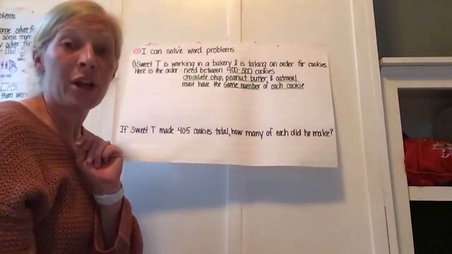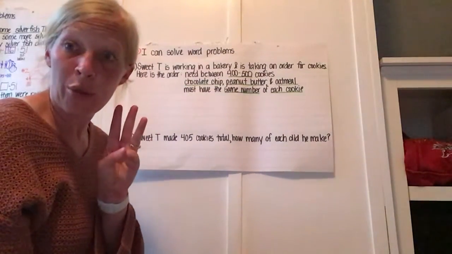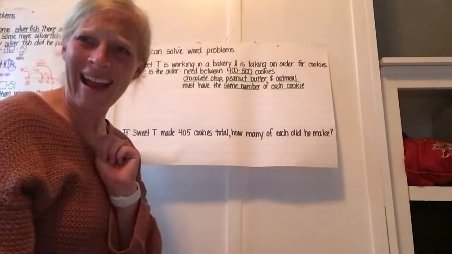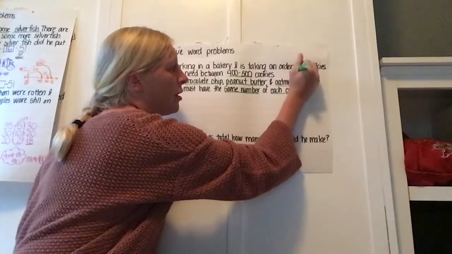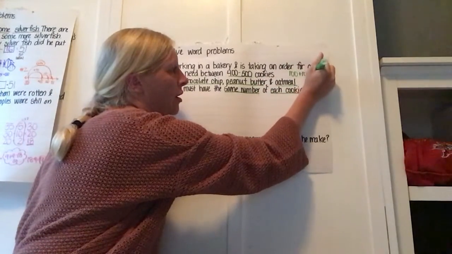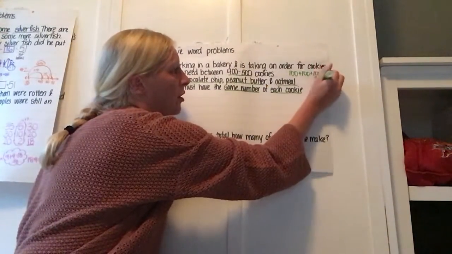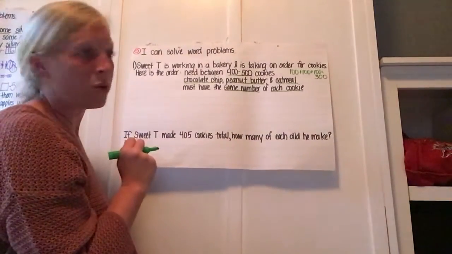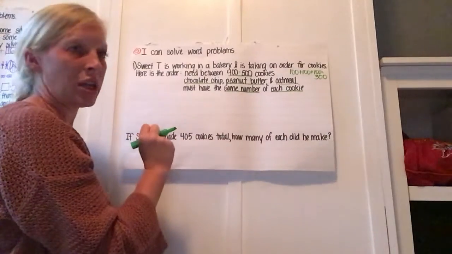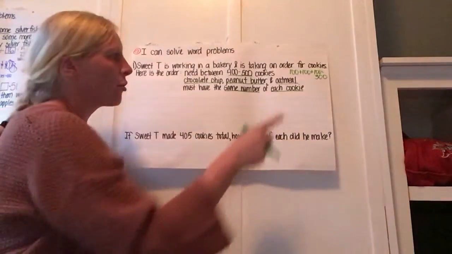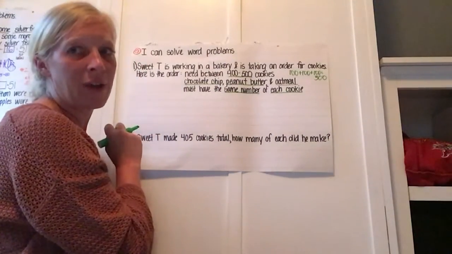Could I have 100 of each? 100 chocolate chip, 100 peanut butter, 100 oatmeal? Why not? Because if I did 100 and 100 and 100, what would that equal? That'd be only 300 cookies. Does that follow one of my rules? It follows this. I have all three flavors. I have the same number of each cookie. 300 is not between 400 and 500.